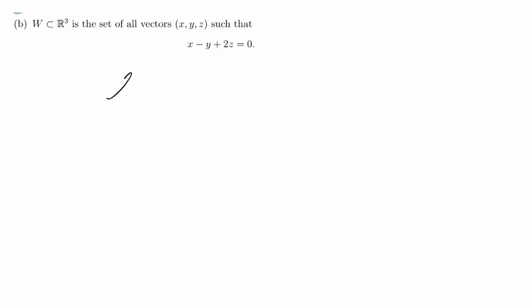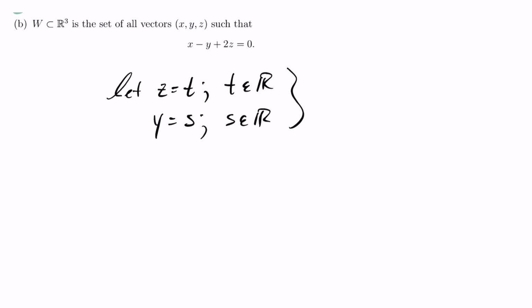So right away, if I solve this equation, I'm going to let z equal t, where t is some free parameter. Likewise, I'll let y equal s, where s is some other parameter. Putting this together, that implies that x is going to be negative 2t plus s. So now I have my coordinates x, y, and z.